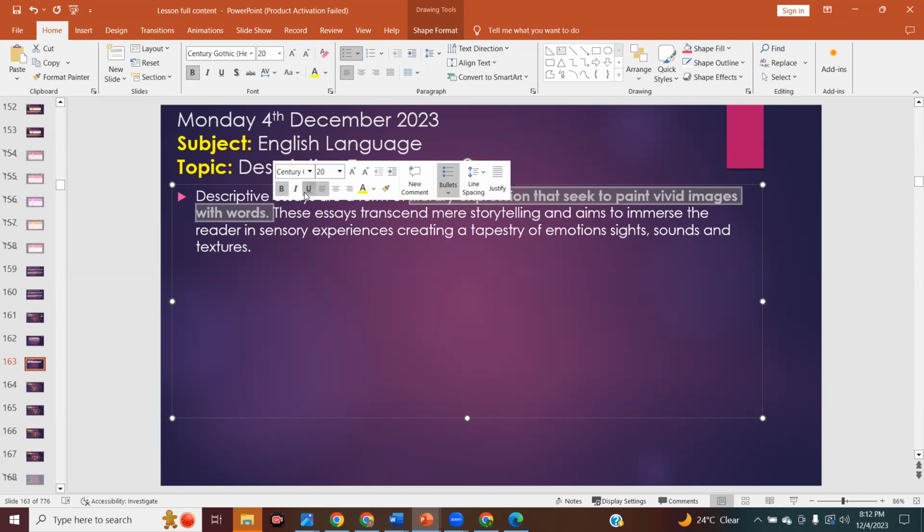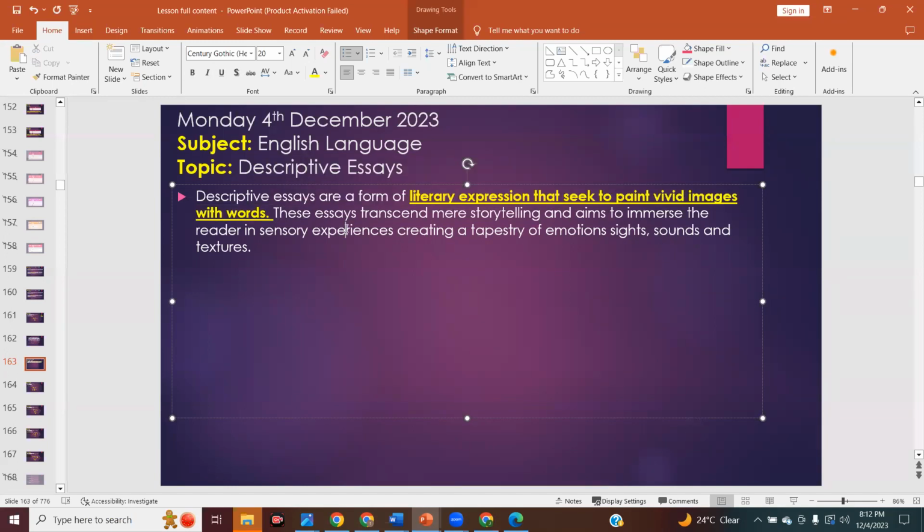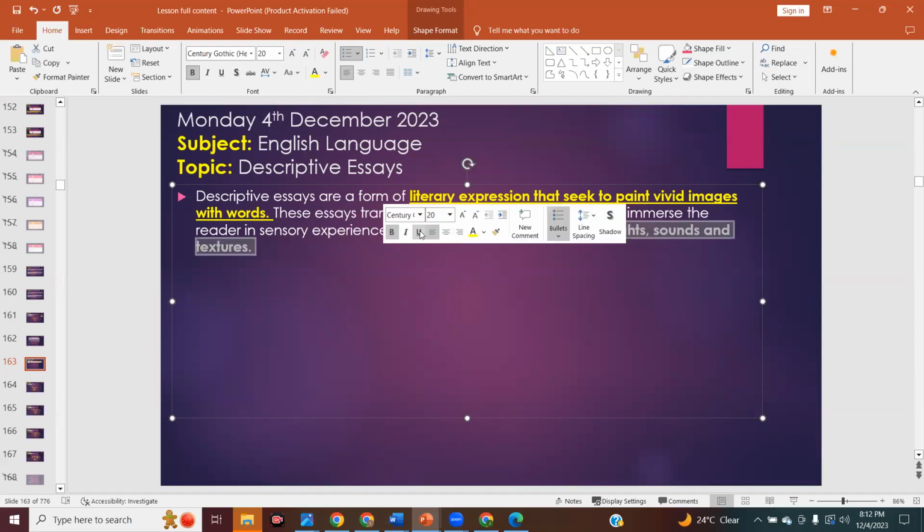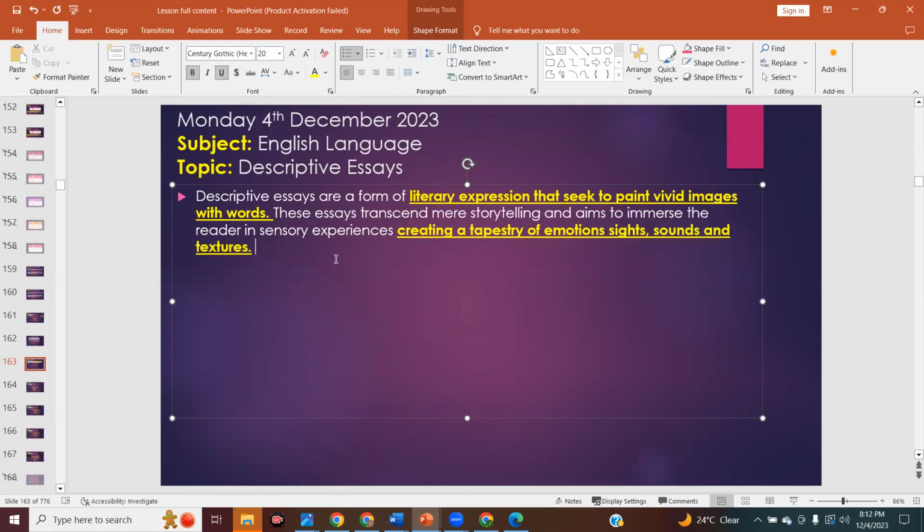A descriptive essay does more than tell a story. A descriptive essay tries to immerse you in the essay. Using sensory details, they help you see what they are seeing, hear what they are hearing, taste what they are tasting, right? That's what it's there for. It's there to give you an experience. That's what descriptive essays are there to do.